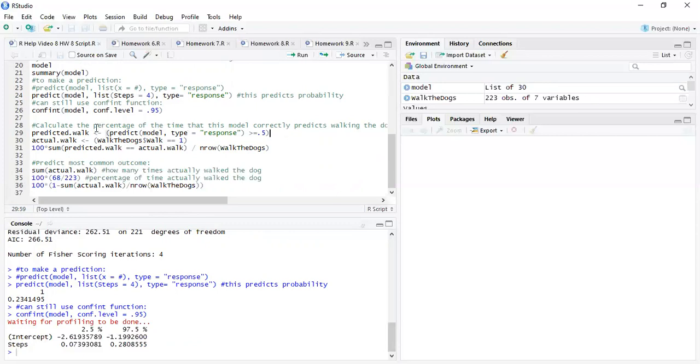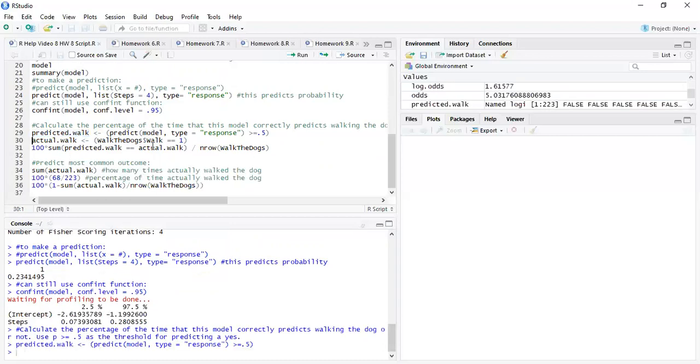So if you want to predict how many times the model thinks you walk the dog, predicted walk equals predict model, comma, type equals response, and then you put in your criteria. So this means greater or equal to 0.5. So just to reiterate, this code is saying if you predict the probability, just like you did up here, and it's above 0.5, R is going to mark that down as a predicted time you walk the dog. So if you run that, we have a vector for our predicted walks.